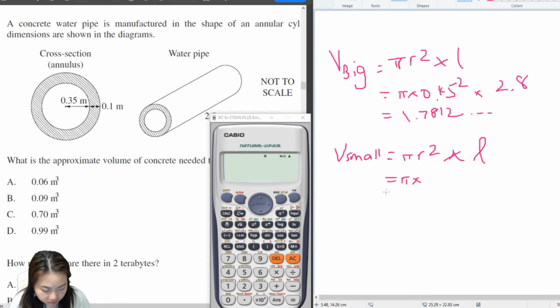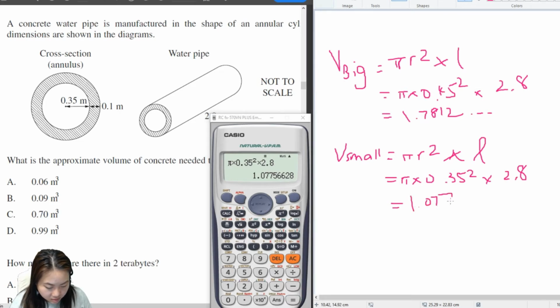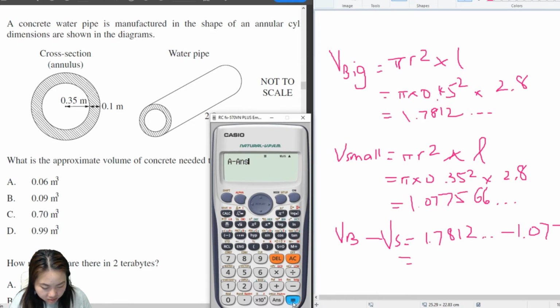Now the volume of the small tube is again the same, but using the radius of the small one, so 0.35 squared times the same length. 1.077566... The difference of these two, so big minus small, that one minus that one, is 0.7037... meters cubed. They're all meters cubed.